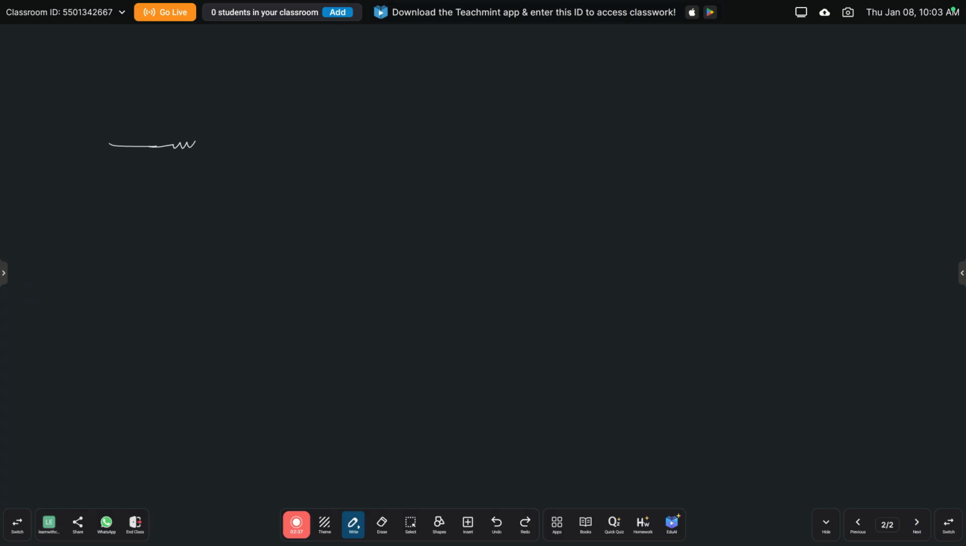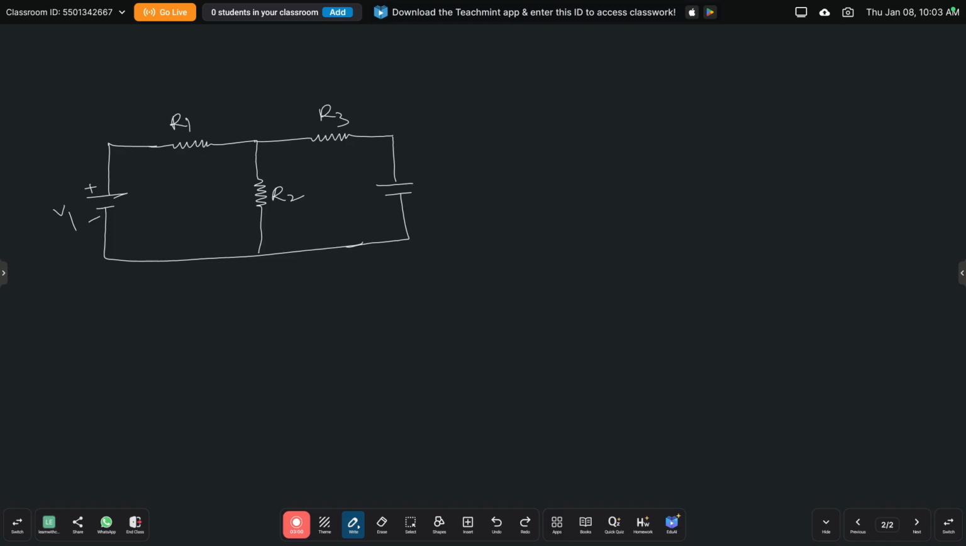Suppose it has resistor 1, resistor 2, and resistor 3, and it has two voltage sources, source 1 and source 2. So resistors R1, R2 and R3, voltage source 1, voltage source 2. Suppose they are asking to find the current through a particular R1, R2 or R3, the current through any one particular element. In that case, it is solved by using the superposition theorem.